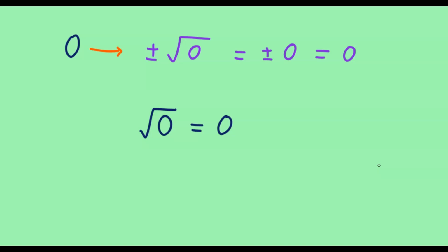On the other hand, negative numbers have no real square roots, and this is because the square of any real number is non-negative. So if we consider something like the square root of negative 25, then this will not be real. So negative numbers have no real square roots.